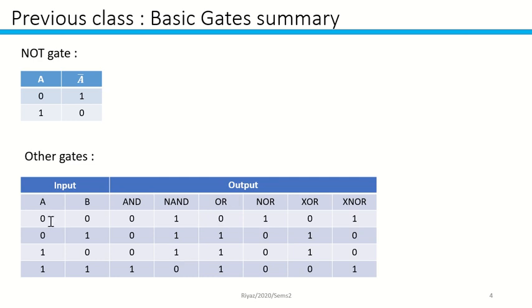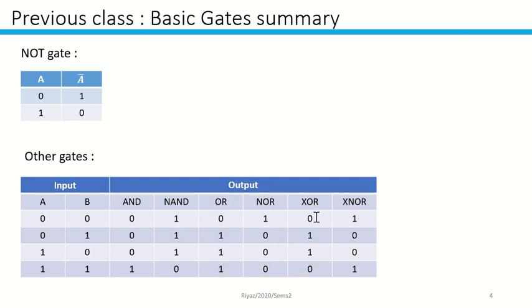For the OR gate, 0 0 becomes 0. Always don't forget it's an addition. So 0 plus 0 is 0, 0 plus 1 is 1, 1 plus 0 is 1, and 1 1 should be 1. And the NOR gate is going to be the reverse of the OR gate. So you have 0 1 1 1, and you're going to have 1 0 0 0.